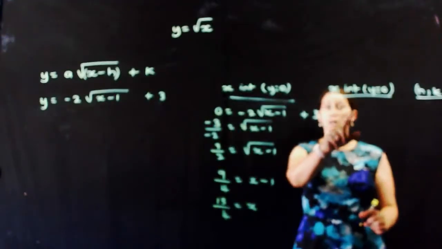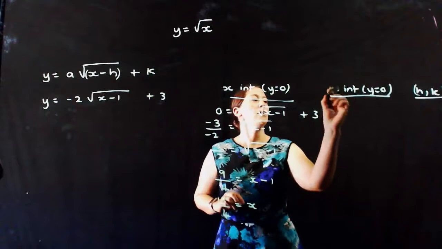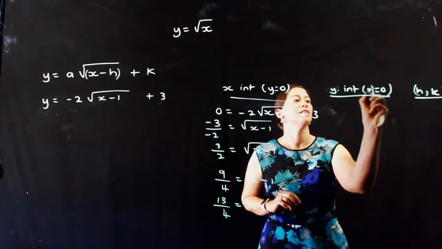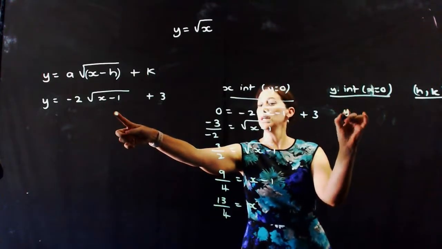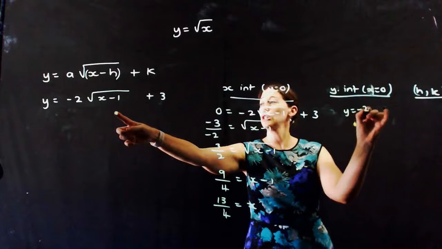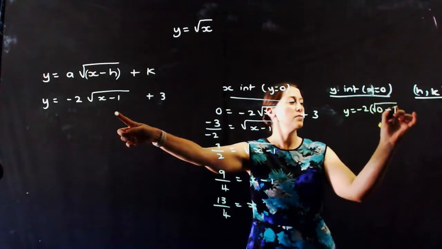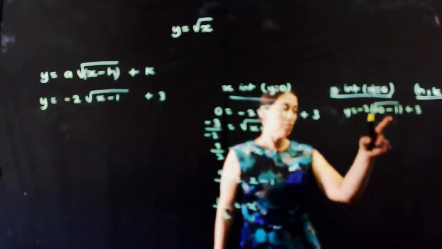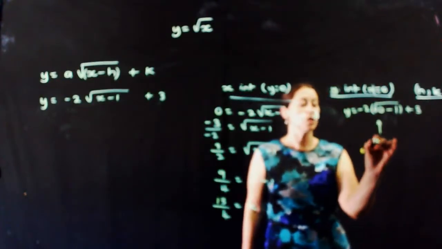Let's look at the y-intercept. The y-intercept occurs when x equals 0. Let's put x equals 0 in there. We get y equals minus 2 times the square root of 0 minus 1, plus 3. Let's work that out. Minus 1 square rooted: we can't square root minus 1, so this is going to have no solution.